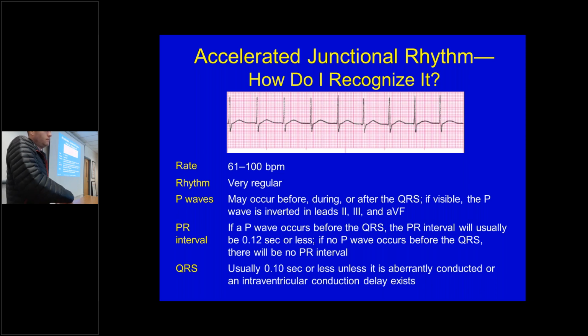So the P wave is the atria firing, right? So if the atria is firing during the QRS, and the ventricle's firing, wouldn't you have to worry about blood backing up? It's separate from the actual pump. It's all a pressure gradient, right? The valves don't open and close based on what the atria and the ventricles are doing. It's all a pressure gradient, right?